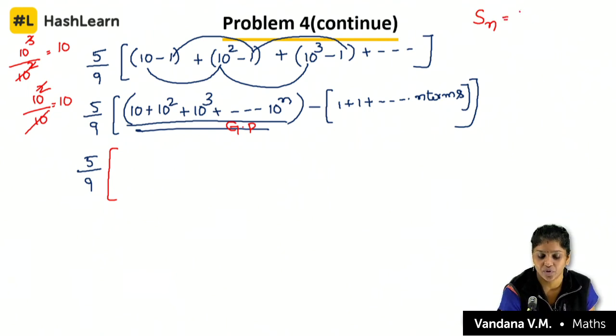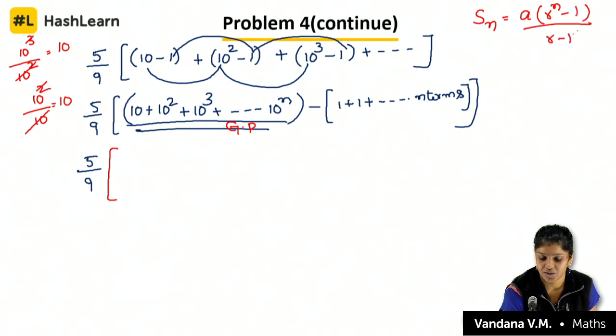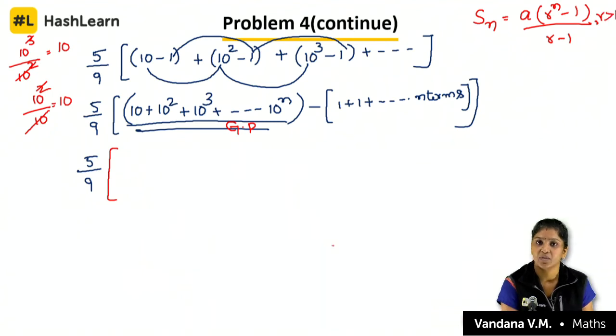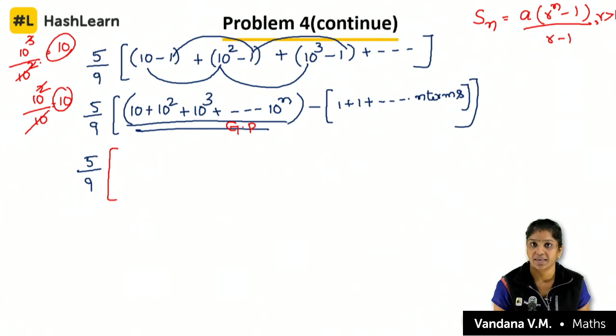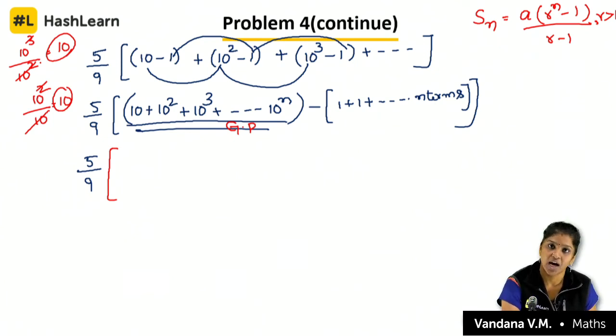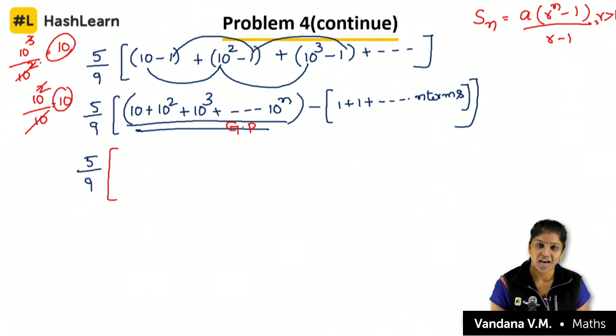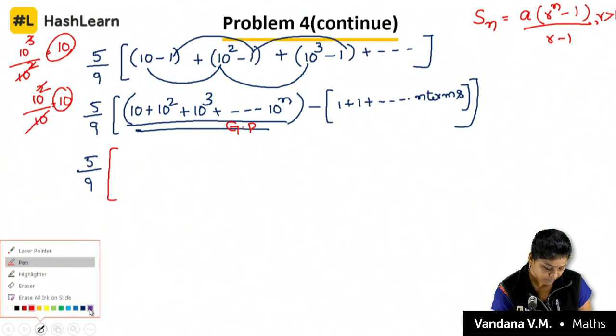Sum of n terms formula is a into r power n minus 1 by r minus 1. The condition applied is r greater than 1. Why did I write this? Here my common ratio 10 is greater than 1, so I have to write r first. If r is less than 1, then it is 1 minus r power n. Don't get confused with that, okay?